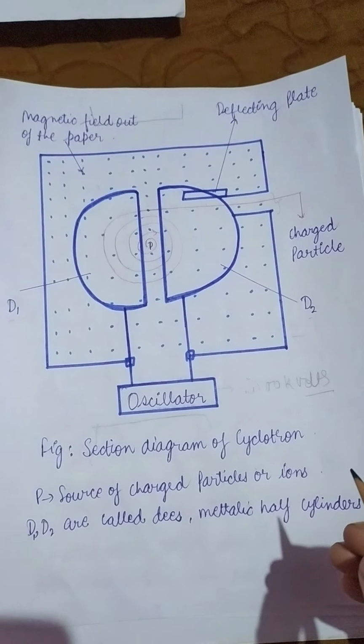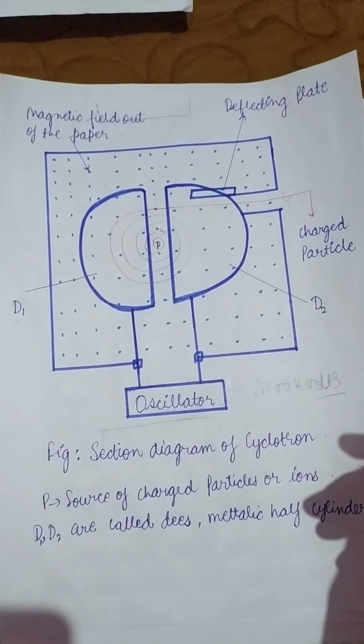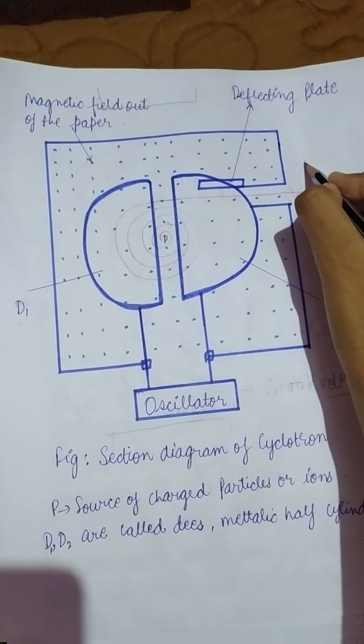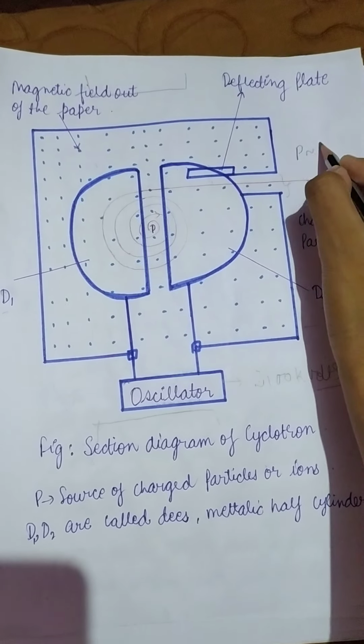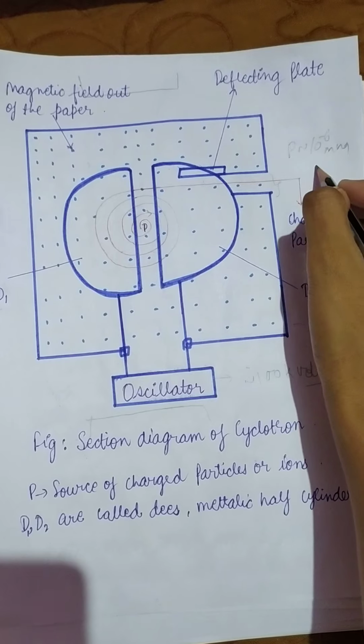And this whole device is kept under a very high vacuum. The pressure under which this device is kept is about 10 to the power minus 6 mm of mercury.